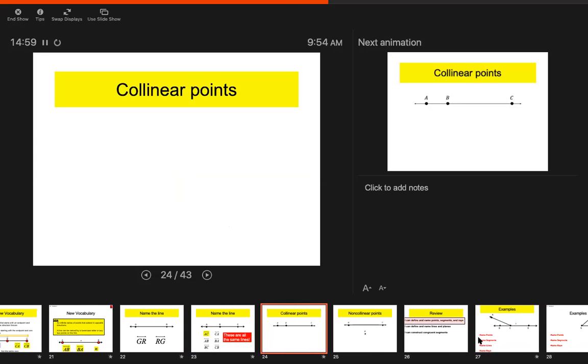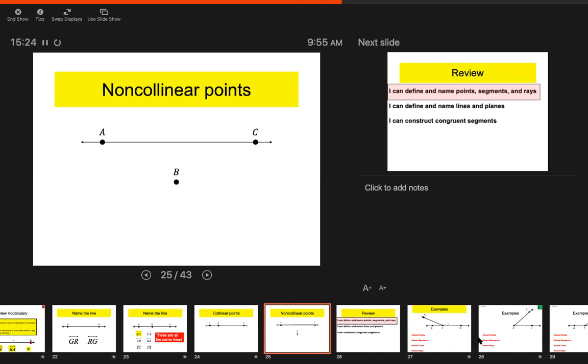The last things we did were we had the words collinear, coplanar. I'm not going to cover planes again today. We're going to stop at lines. But collinear means that you live on the same line. Collinear means that you live on the same line. So collinear points A, B, and C. A, B, and C are all on the same line, right?